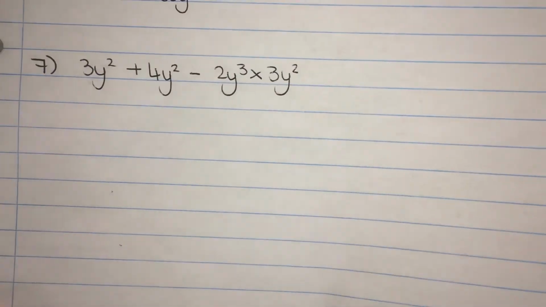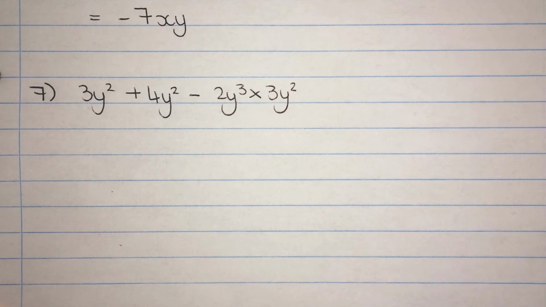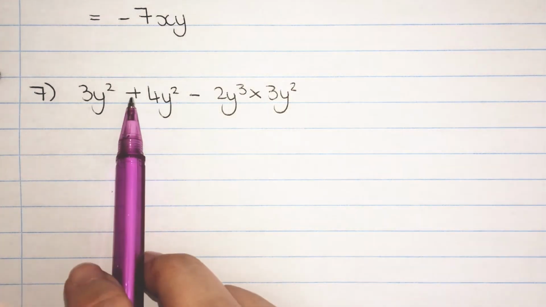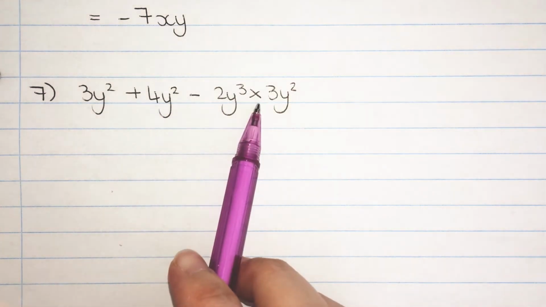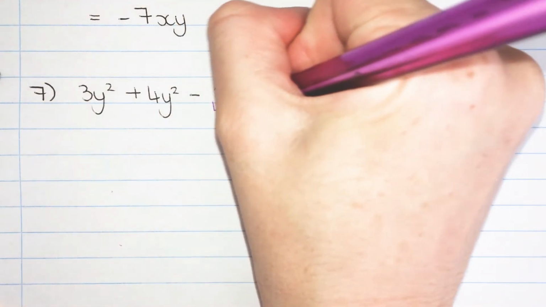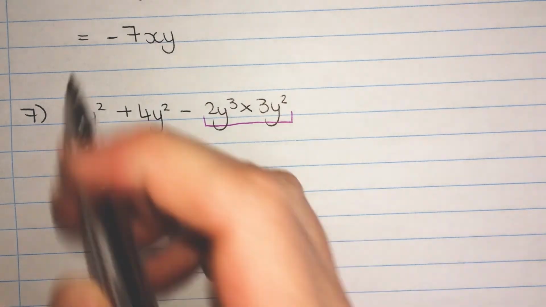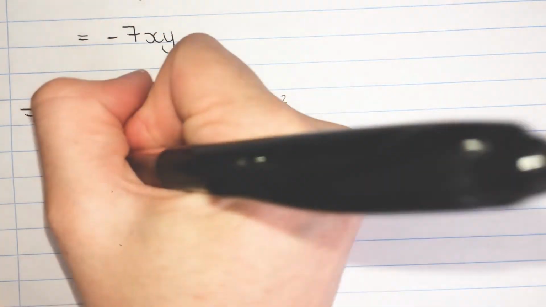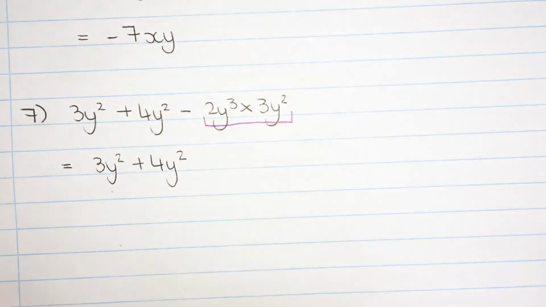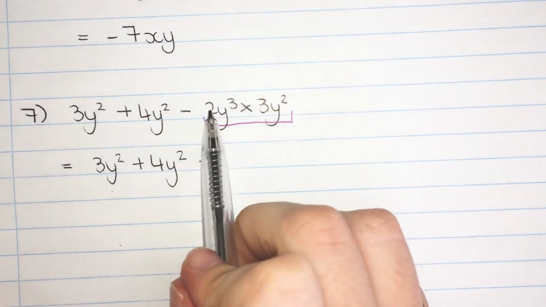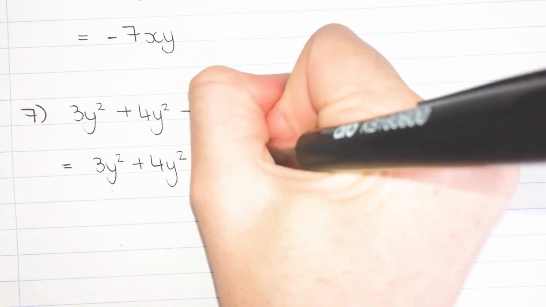Now we are on to our last example. 3y squared plus 4y squared minus 2y cubed times 3y squared. So we need to first look at this sum. We have a plus, a minus, and a times. BODMAS says we are first going to do the times. So we will write down what we have first. So we will write 3y squared plus 4y squared minus 2 times 3 we know is 6.